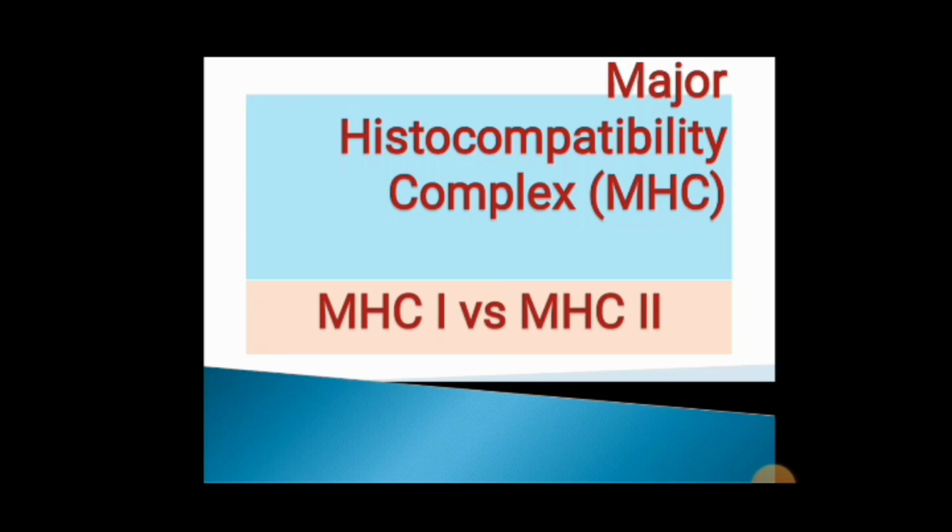In today's video, we will discuss MHC I versus MHC II. That is Major Histocompatibility Complex 1 versus Major Histocompatibility Complex 2. MHC plays a major role in the immune system. Now, before discussing the similarities and differences between MHC I and MHC II, let's know what MHC molecules are and what their role is in the immune system. So let's start.